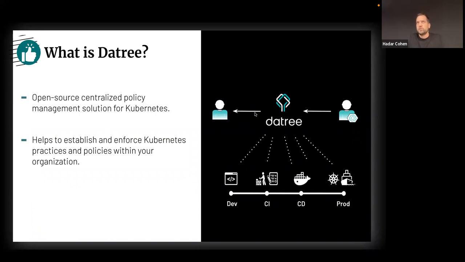So Datree was built with a shift left mindset, meaning that we want to catch these errors and misconfigurations as early as possible in our development cycle. So either during development itself while we're coding, or as part of our CI before our code is integrated.